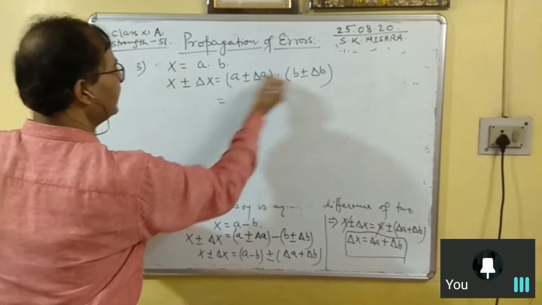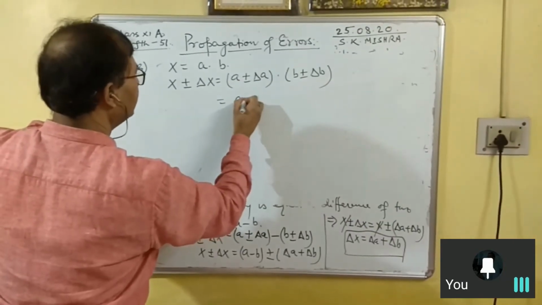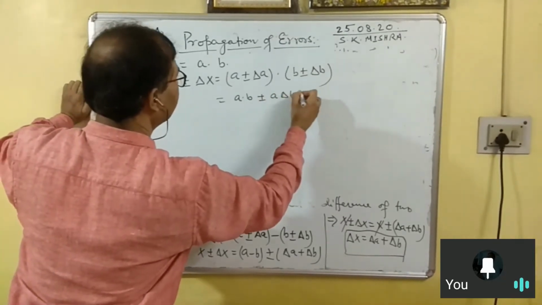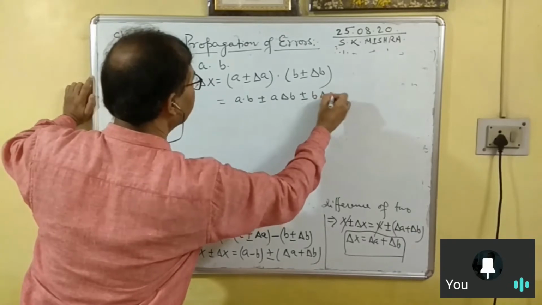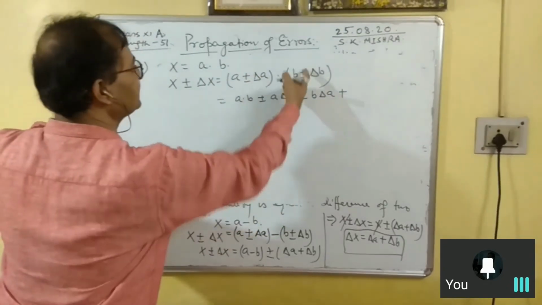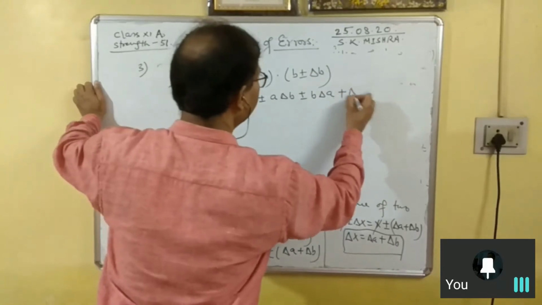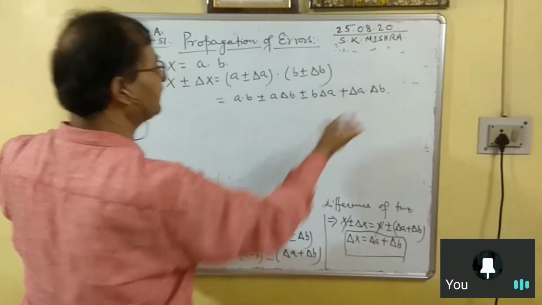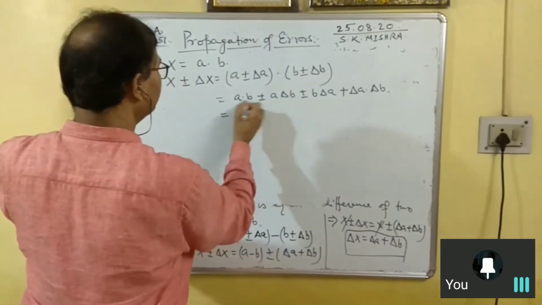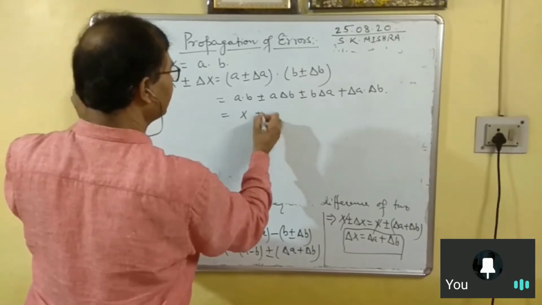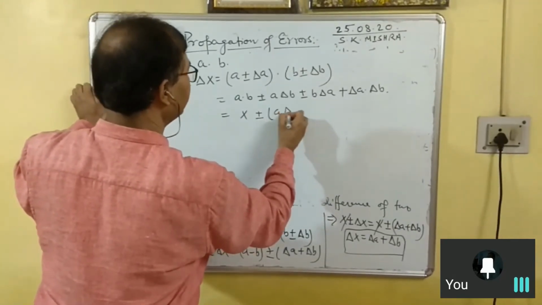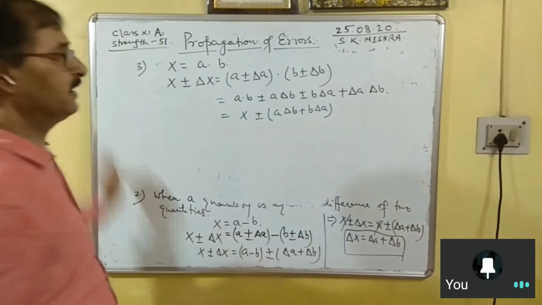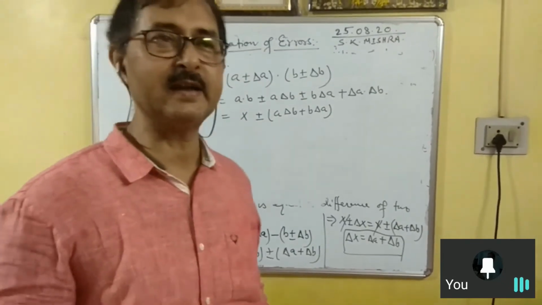So just multiply it. A into B, plus or minus A delta B, then plus or minus B delta A, then plus or minus into plus or minus, it's plus only, plus delta A into delta B. Because plus into plus is plus, minus into minus is plus, ultimately it is plus. So now this A into B is x only, and then take plus or minus common. So this is A delta B plus B delta A, and we can ignore the quantity delta A into delta B because delta A and delta B are very, very small.